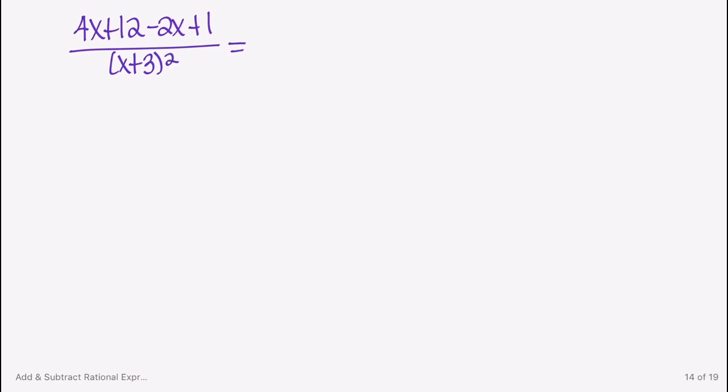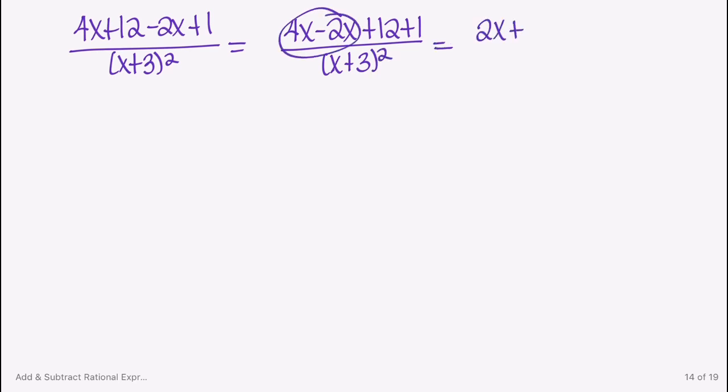So now let's rearrange this so our like terms are together. So we have 4x minus 2x plus 12 plus 1 over (x + 3) squared. So 4x minus 2x is 2x, plus 12 plus 1 is 13, and that is over (x + 3) squared. And so notice that in the numerator we can't factor anything, we can't simplify it, so we're just going to leave it as is, and that is our final answer.